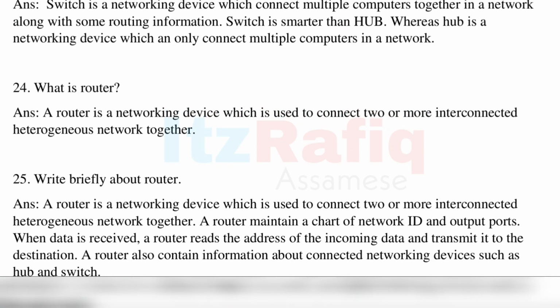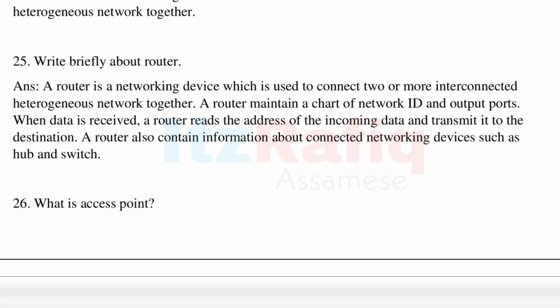What is a router? It is a networking device used to connect two or more interconnected heterogeneous networks. Write about router, we can write like this. First we'll write the definition, then a router maintains a chart of network ID and output ports. When data is received, router reads the address of the incoming data and transmits it to the destination. A router also contains information about connected networking devices such as hub and switch.